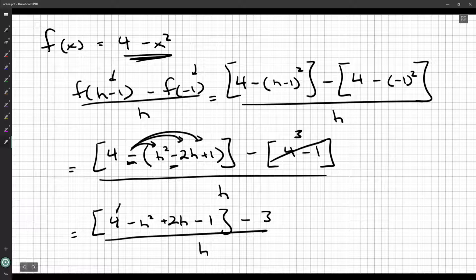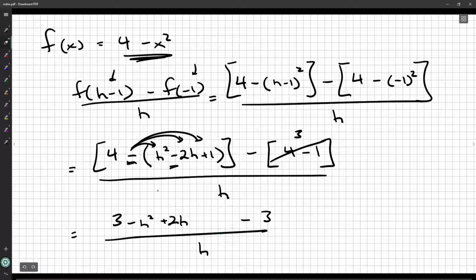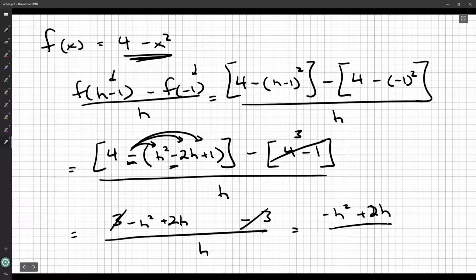Something else we can notice, there's a 4 and a minus 1. Let's cancel those out, and that just turns into another 3. And now we don't really even need the brackets here anymore, so we'll drop those. And look at that, the 3s cancel out. So we're looking at minus h squared plus 2h all over h.